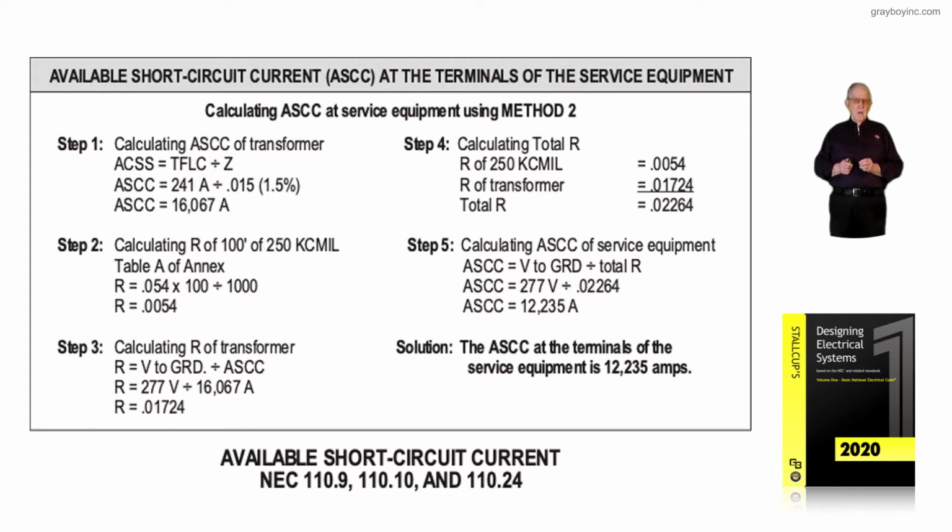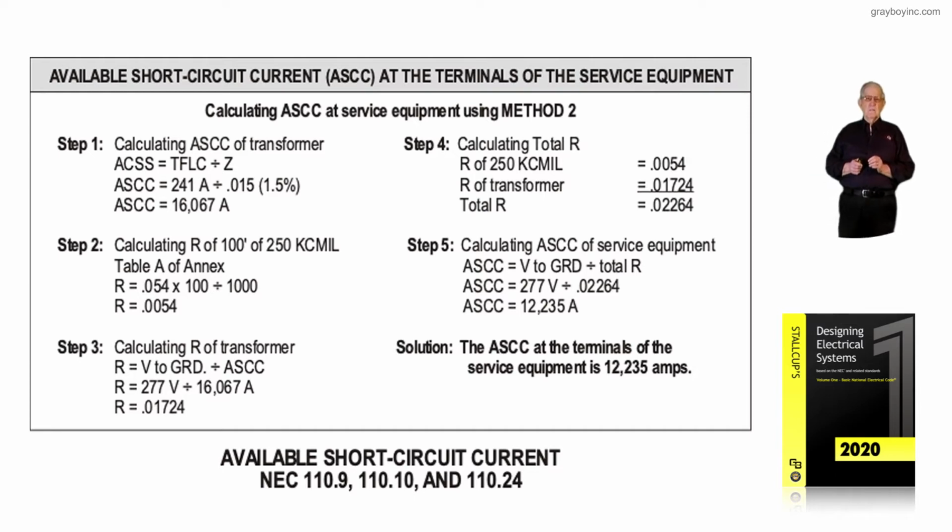So when you do the math, the resistance then of that 100-foot run is 0.0054, as you see in the step 2. Now you've got something to work with, see? Now step 3, we're going to determine the voltage to ground divided by the available short circuit current of the transformer. So what is the voltage to ground?